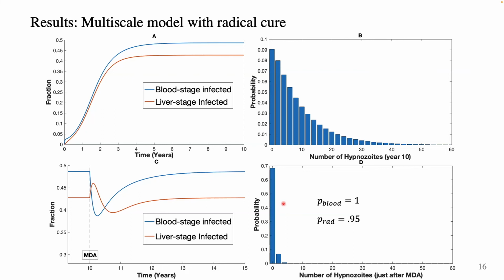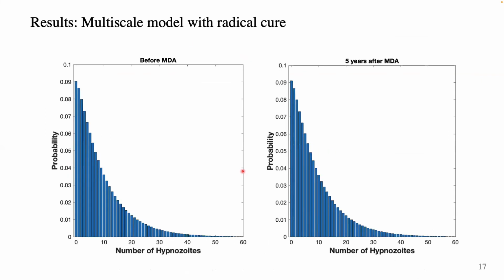But if we look at the long-term behavior after the treatment was applied, it looks like there's no effect at all. This only has an effect in the short time period. And you can also check it by looking at the distribution before the radical cure was applied and, say, after 5 years of the radical cure.